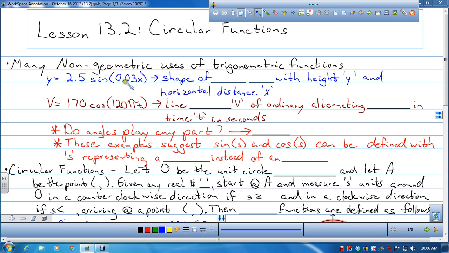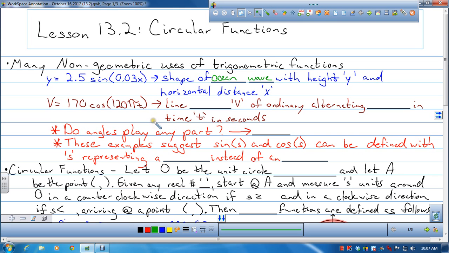For instance, in this blue formula right here, y equals 2.5 times the sine of 0.03x. This will come fairly close to describing the shape of an ocean wave, which has an approximate height of y and a horizontal distance of that wave of x here.